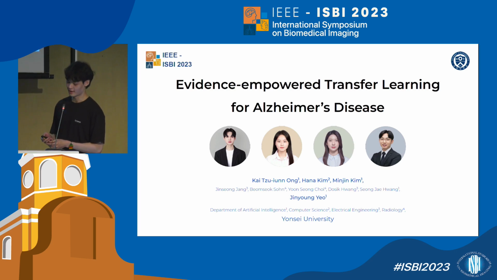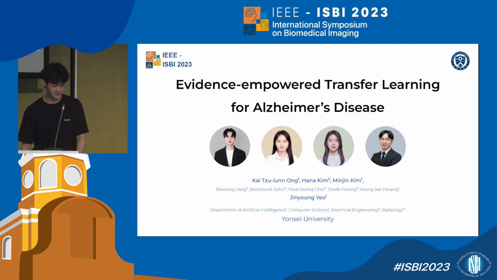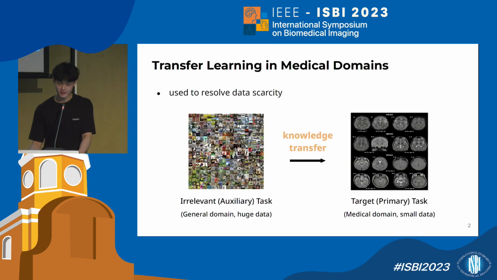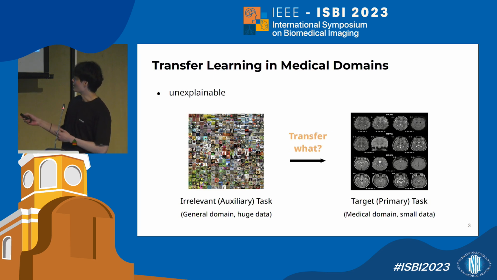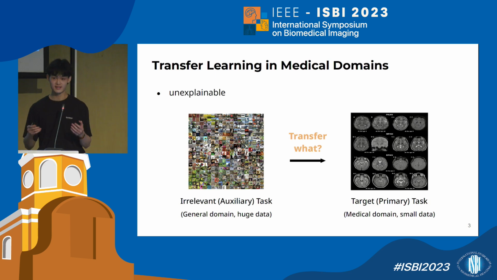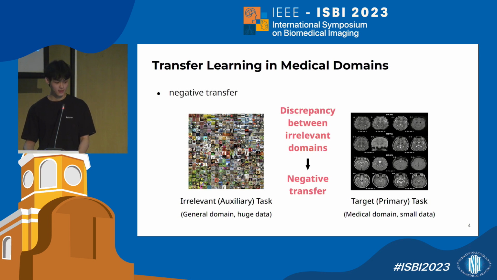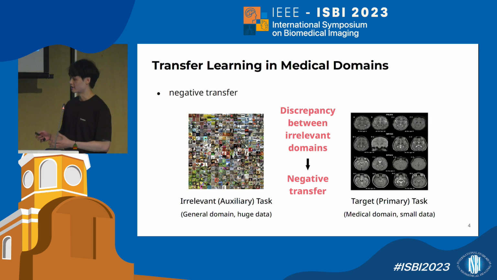This work is called Evidence-Empowered Transfer Learning for Alzheimer's Disease. Transfer learning is a common solution to lack of image data in the medical domain, and it often involves training a model with an irrelevant auxiliary task and transferring the knowledge to the target task. However, such a setting usually works as a black box where we can't really explain what exactly is helping the model to learn medical images. And the major discrepancy between the medical and general domain has been shown to potentially lead to negative transfer.